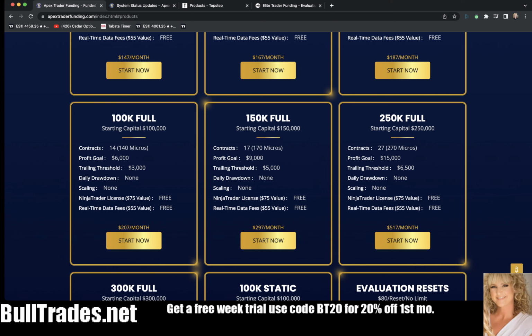So they are the easiest to pass of all of the combines that I've seen, although Elite's pretty close. It's just more expensive because there is only one step. You only have to get $6,000 profit without losing more than $3,000 from the high on the account.